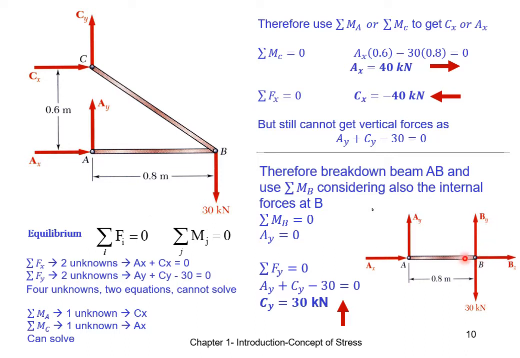Taking summations of moments about B, it will be Ay times 0.8 equals 0, and we obtain Ay equals 0. After which, we take the summation of forces in the y direction to be 0, and we get Cy equals 30 kilonewtons, which is positive, and it means that Cy itself is in the correct direction.